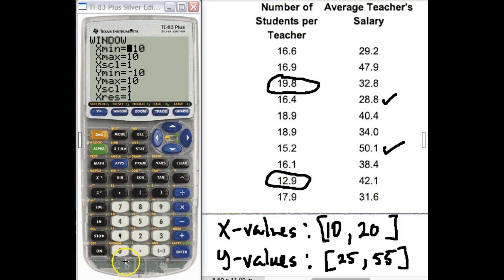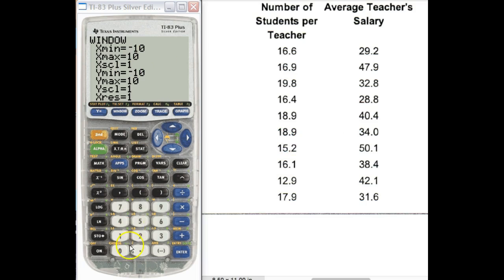So here we'll go from, let's see. Okay, so let's go ahead and enter in those values. So I think for the x values, we said that we were going from 10 to 20. And we'll skip the x scale, which just means the divisions of one unit there. And we'll move on to y min, which in this case, we'll go from 25 to 55.